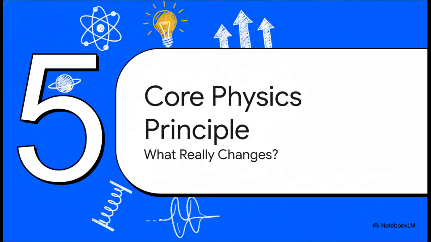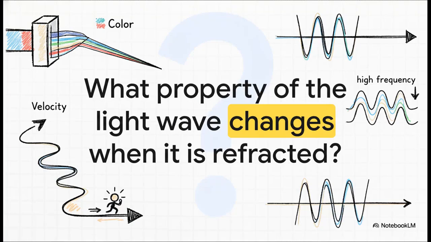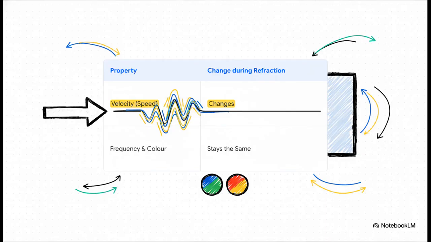Okay, we are on the home stretch now. We're almost done with this question. This last part is just a quick check to see if you remember a really fundamental bit of physics. The final question is multiple choice, and it tests this core idea. When a light wave is refracted, what property of that wave actually changes? Is it the color, the frequency, or the velocity? And the answer you're looking for here is velocity.